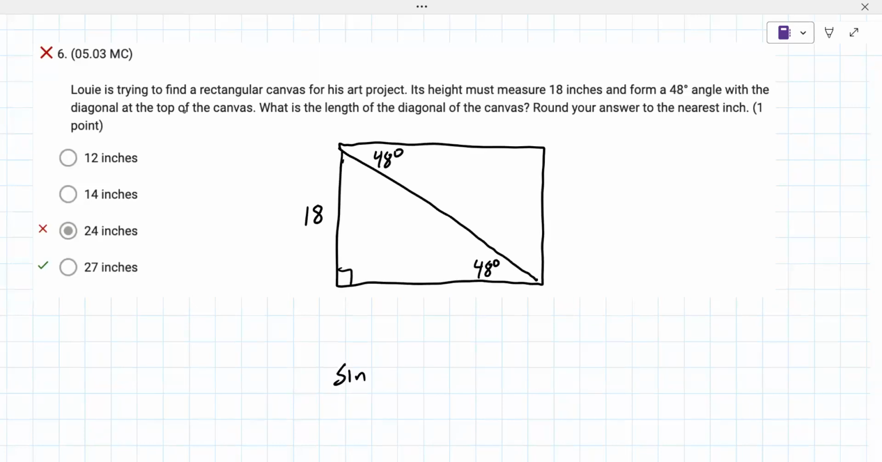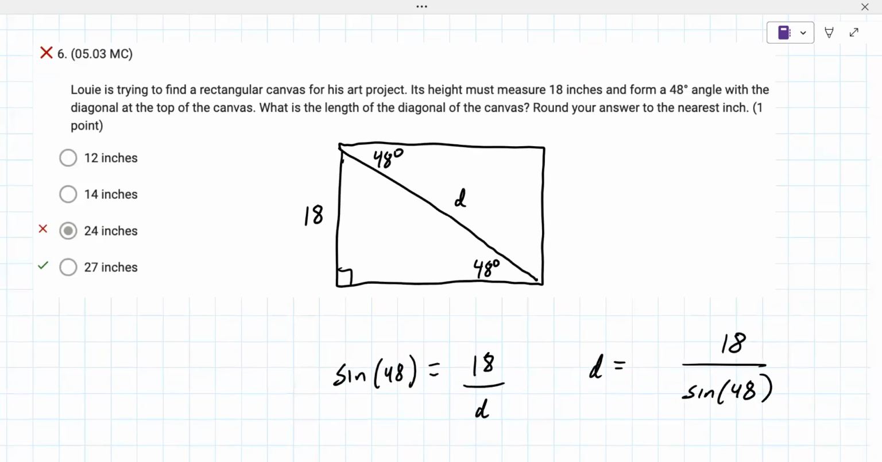So then the sine of 48, what are we trying to find? Oh, find the length of the diagonal. Yeah, sine of 48 degrees equals 18 over the diagonal. So D is equal to 18 over sine 48. Got it.